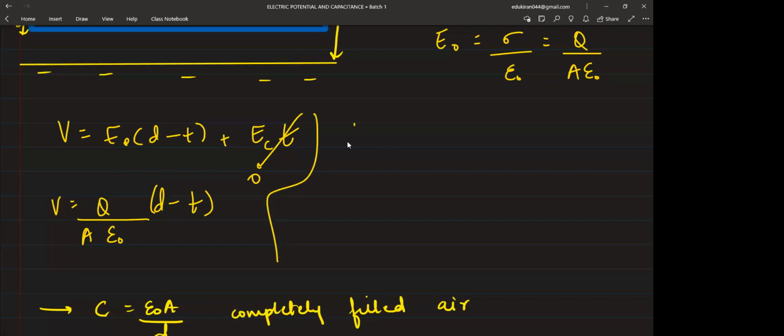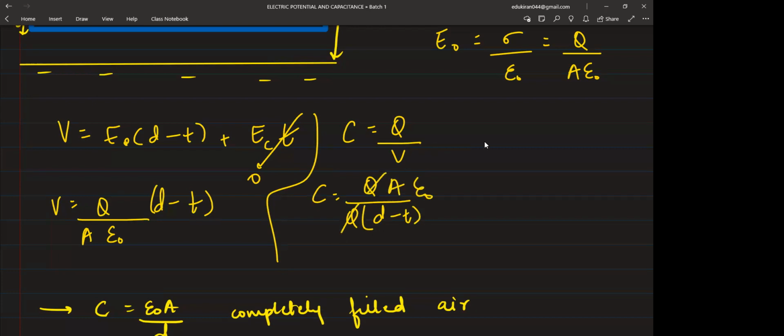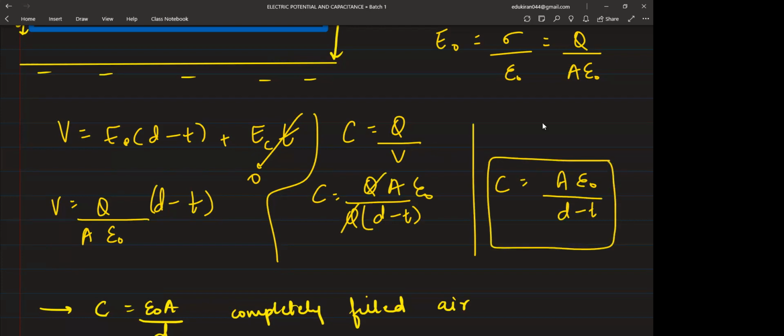Now see, once you write capacitance is charge by potential, potential is Q, D minus T, by A epsilon naught. A epsilon naught will go up, Q cancels. So what's the formula? The formula is A epsilon naught by D minus T. This is the formula of capacitance.